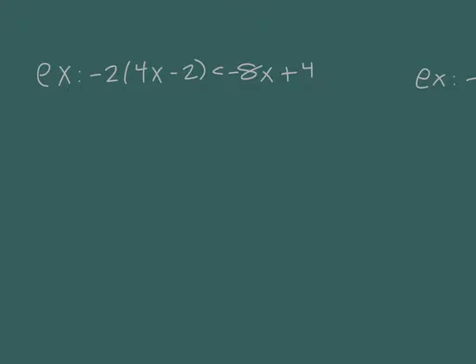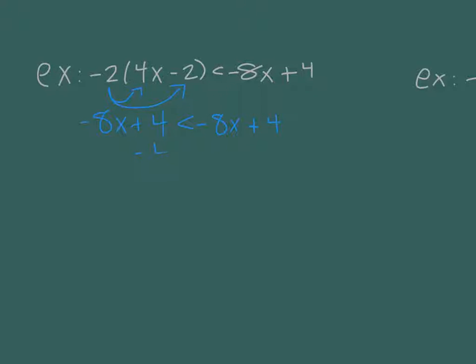So what we're going to do first in this problem is we're going to distribute, because it says negative 2 times the quantity of 4x minus 2 is less than negative 8x plus 4. So what I'm going to do first is I'm going to distribute the negative 2 to the 4x and to the negative 2 inside the parentheses. So I get negative 8x plus 4, because a negative times a negative is a positive, is less than negative 8x plus 4. Now, from here, I'm going to combine like terms.